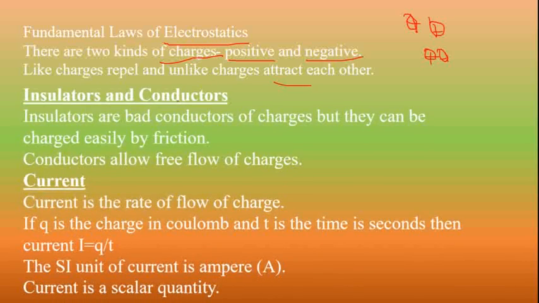Next, insulators and conductors. What are insulators and what are conductors? Insulators are those substances that are bad conductors of charges. That means they don't conduct any electricity. I can give an example of plastic, or the silk cloth I mentioned in the previous part, which is also an example of an insulator. But it can be charged easily by friction.